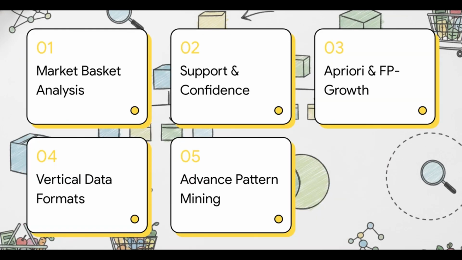Here's our quick roadmap for the explainer. We've got 5 specific outcomes lined up. We'll kick things off with market basket analysis, then move on to measuring support and confidence, check out the Apriori and FP growth algorithms, explore using vertical data formats, and finally, wrap up with advanced pattern mining.